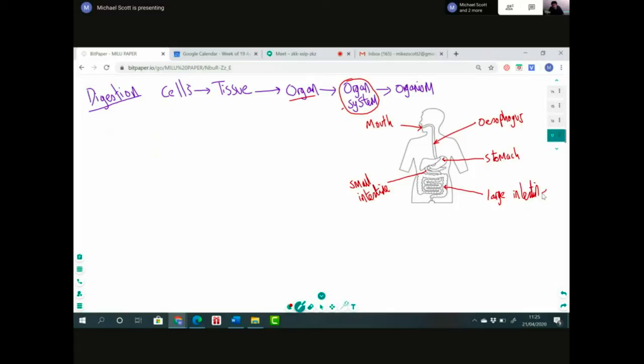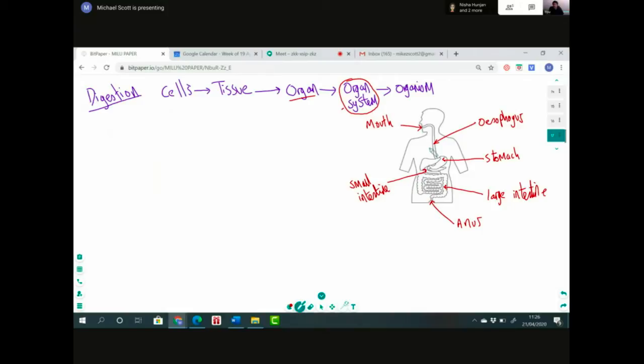And just to give you a bit of extra facts, not necessarily GCSE based, the small intestine is actually longer than the large intestine. But it's in the large intestine that all of the water from our food is absorbed. And right here at the bottom, this is where we excrete the waste from our food. This is referred to as the anus.